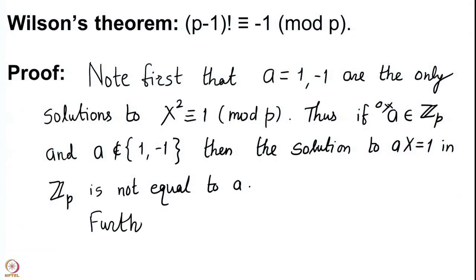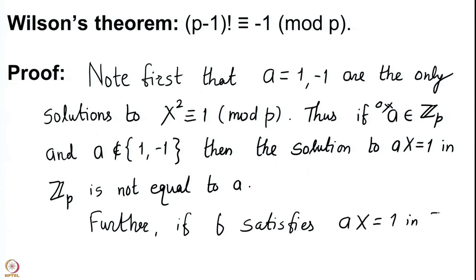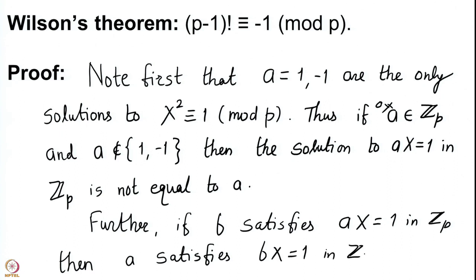There is another thing that we should remember. Further, if b satisfies ax equal to 1 in Z_p, then a satisfies bx equal to 1 in Z_p. Earlier we have seen that ax equal to 1 has a solution other than a. Call that solution b. Then you can ask the same question for b. So you have bx equal to 1, and that has the solution to be the earlier a.